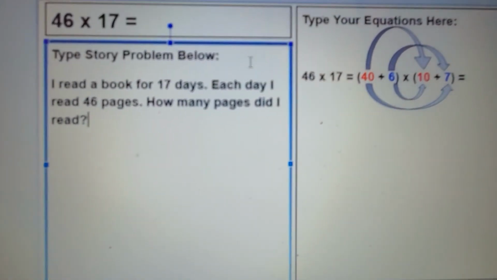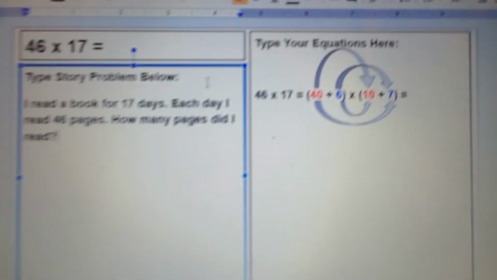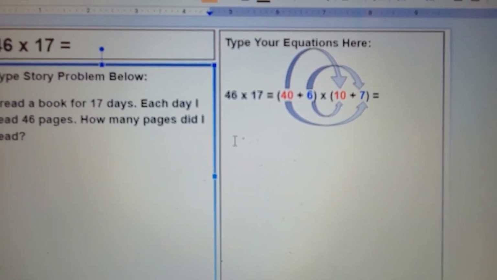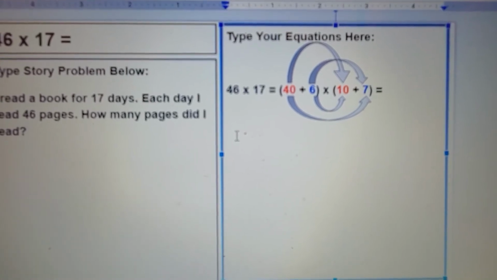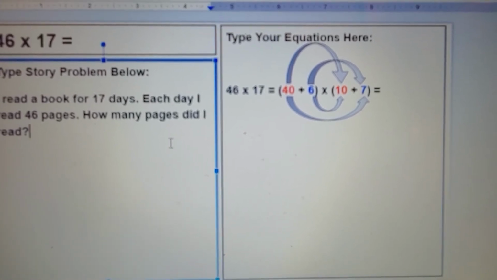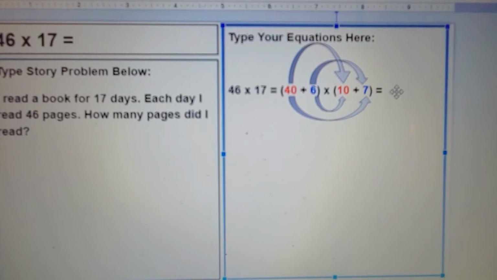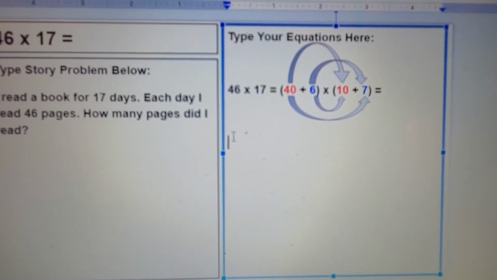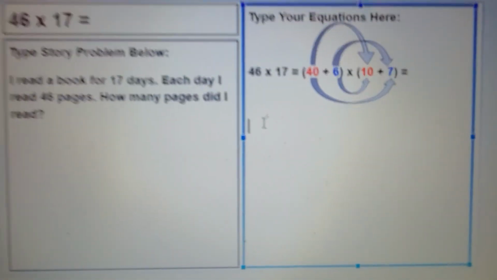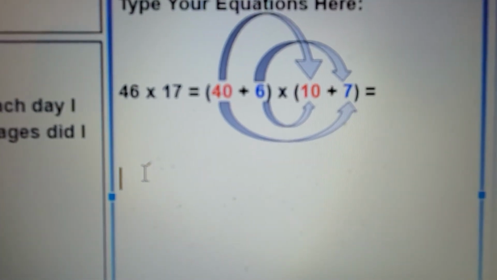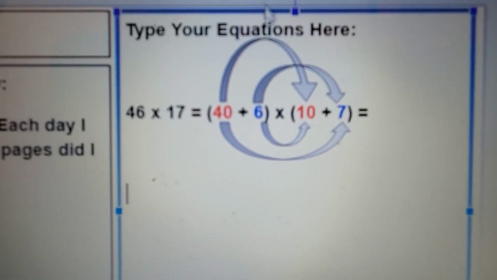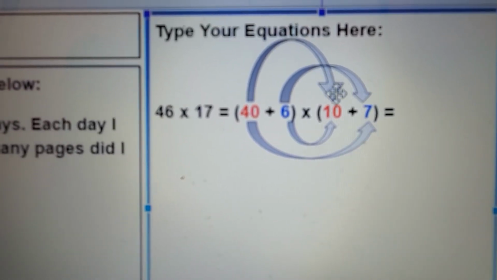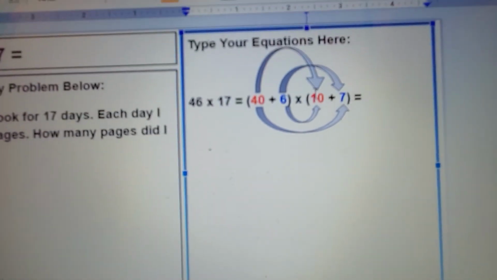Short and sweet. Now, for each slide, I made these little helpers. To type your equations, just click anywhere in the box. See what I did? If I'm here, you can click up here, but then it gets a little tricky. So just click underneath this, and your cursor comes up. So I'm going to use the arrows here. This arrow says to multiply 40 times 10. So I'm going to do that.